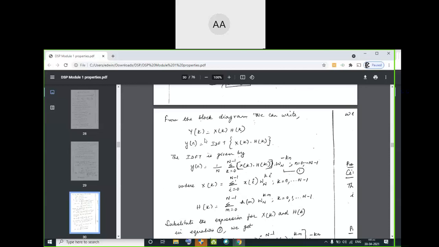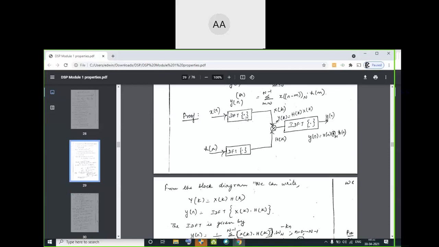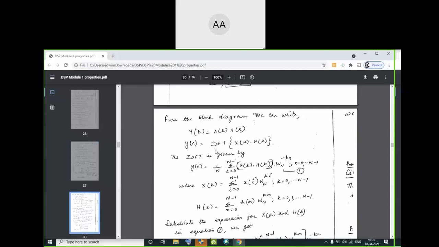So from this block diagram, block diagram means this one, X of k, H of k. Y of k is equal to X of k into H of k, you know. But you know that y of n is nothing but IDFT of X of k into H of k. We are going in the reverse direction in this proof, okay. So y of n is equal to IDFT of this. How do you write the IDFT equation? Whatever term is there inside, you write it, okay.